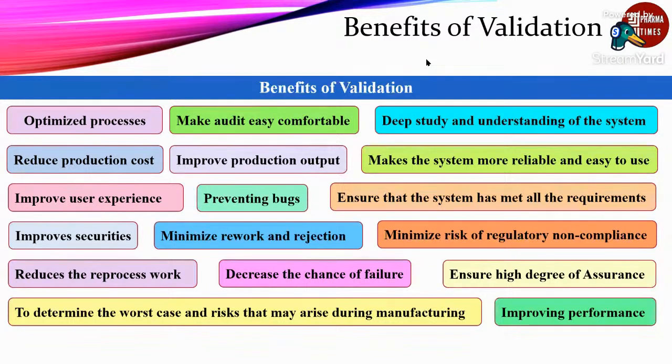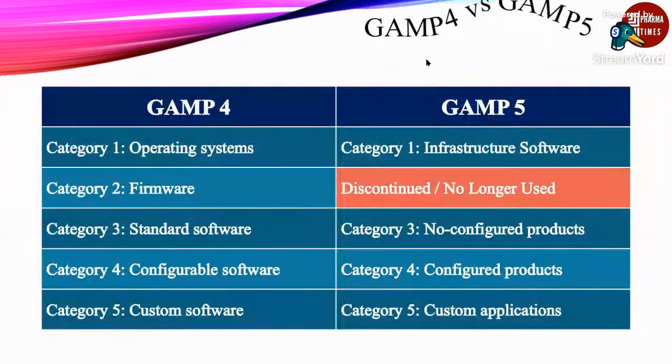So how can we handle this during validation? What is the difference between GAMP 4 and GAMP 5 guidelines? GAMP 4 was published in 2001 and GAMP 5 was published in 2008. GAMP 4 has 5 categories of software. The screen represents the categories of software defined in GAMP 4 and GAMP 5. Category 1 is operating system. Now in GAMP 5, category 1 is infrastructure software.